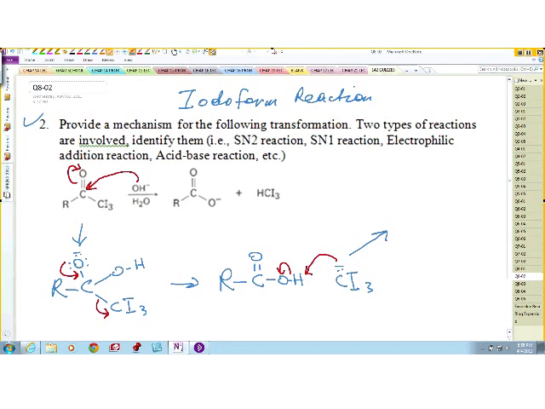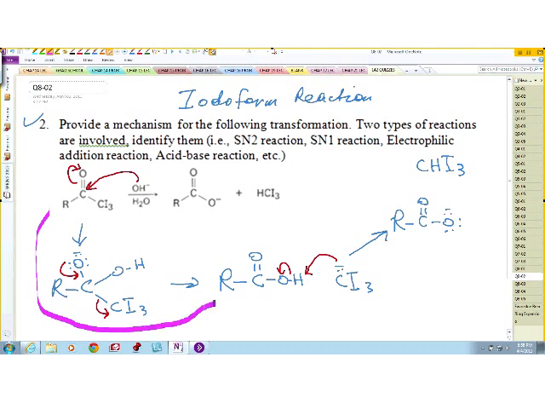Okay. So now we have this here. And then you have your chloroform. Okay, so now let us name the reaction mechanism. The first one is from here to here. This is nucleophilic acyl substitution.